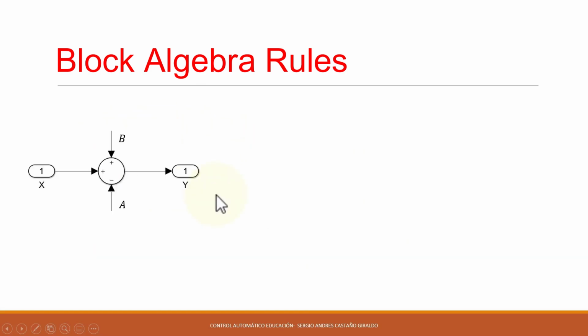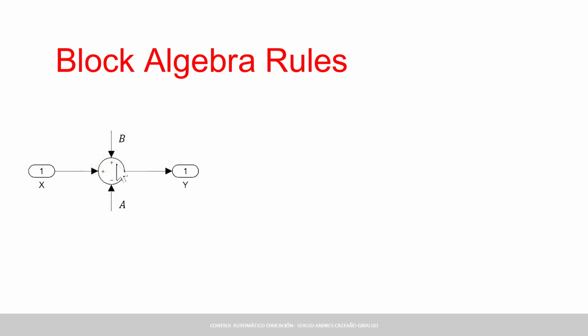Another operation we can perform with summing elements is the following. Here we have a summing element, but in this case, this summing element is adding three signals: a signal X, the signal A, and the signal B. With this, we now understand that a summing element is not limited to just adding two signals. It can add 3, 4, 5, even 1,000 signals. Just to be clear, it can handle 1,000 signals.